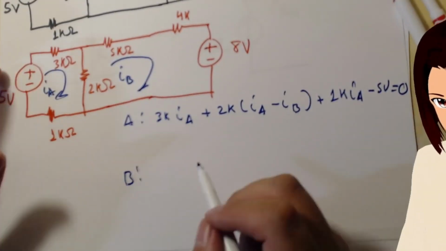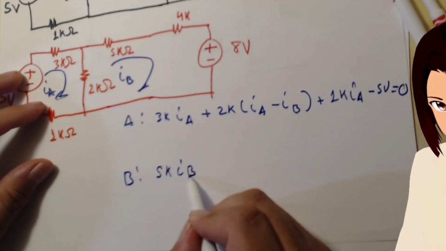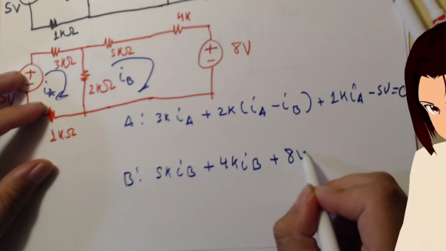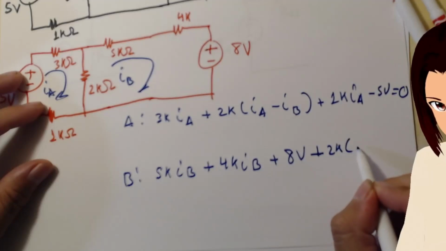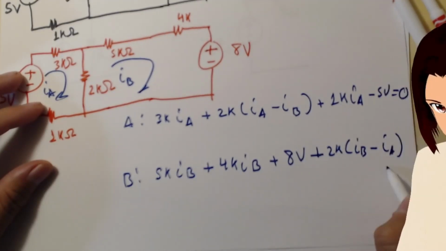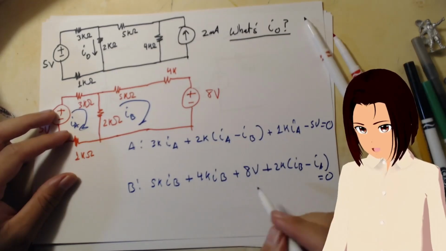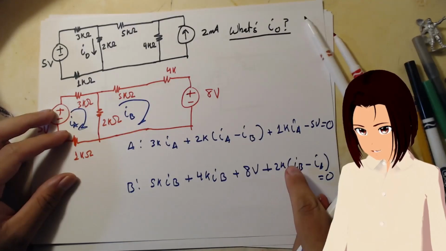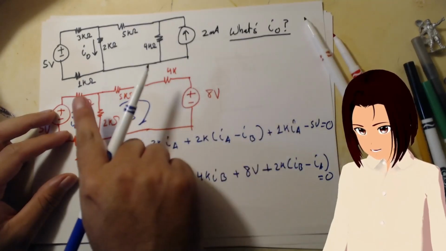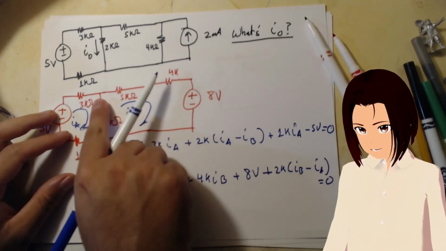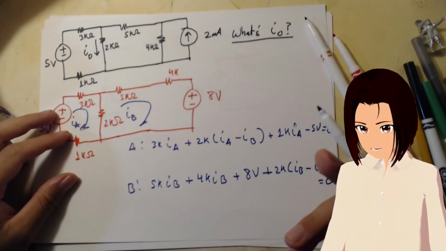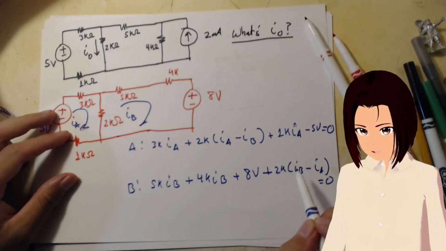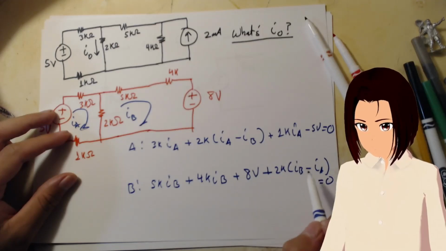For B, same deal: 5K IB plus 4K IB plus 8V, plus 2K times (IB minus IA), and that's equal to 0. The reason it's IB minus IA is that for this resistor, we're imagining the current going up through it. That follows the direction of mesh B and is opposite to mesh A, and that's why we wrote it like this.